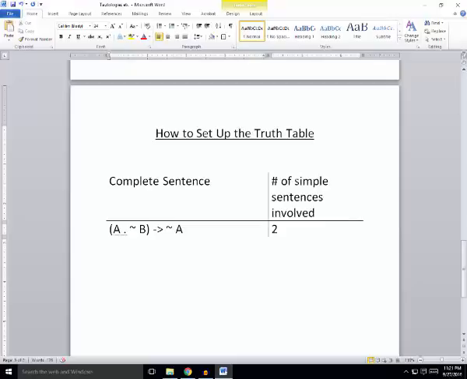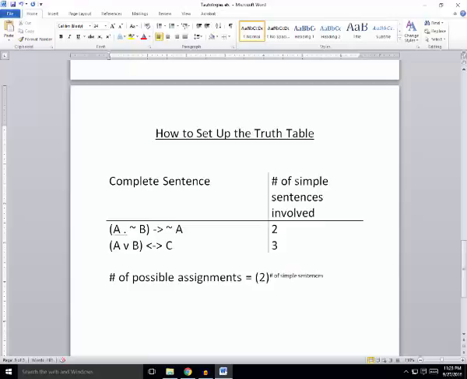And meanwhile, if we have a sentence like this one, A wedge B in parentheses double arrow C, then there are 3 simple sentences involved. Now the number of possible assignments that you need to deal with is always determined by the number of simple sentences in the following way. You take 2 to the power of the number of simple sentences involved. Now we could go into the reason why that's the formula. It involves the fact that there are 2 possible semantic values for each simple sentence, and so the number of possible assignments doubles each time you add another simple sentence. But let's leave that maybe for another time if you really want me to explain that again.